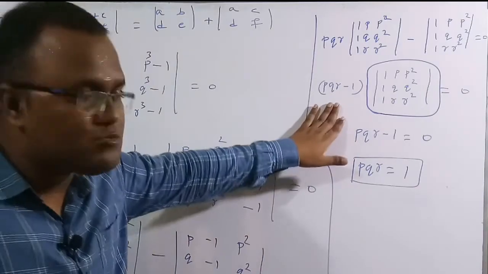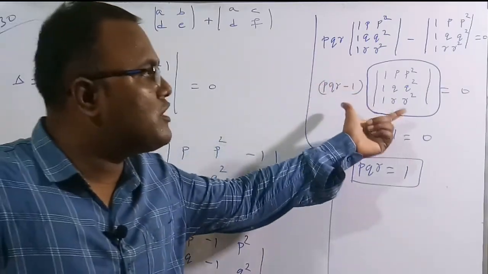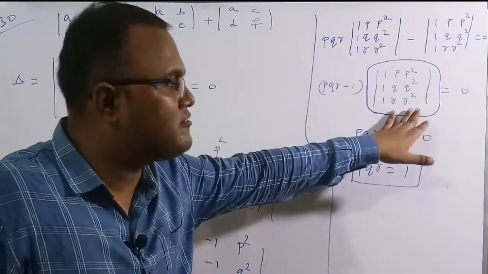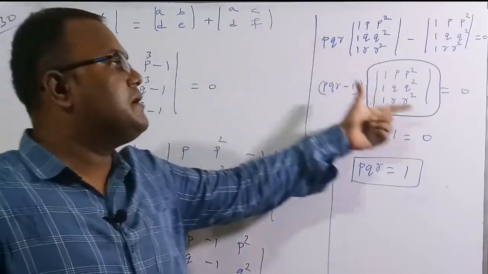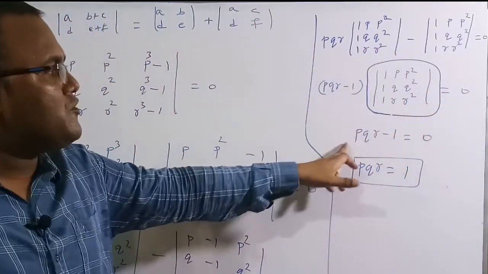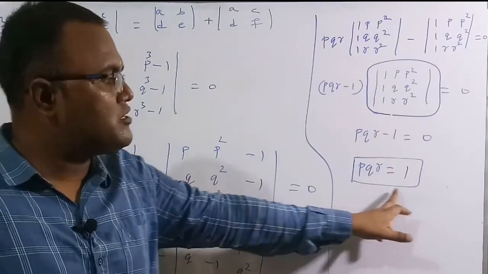Therefore this other factor has to be equal to 0. Then only this overall product will become 0. Because this is not equal to 0, this has to be equal to 0; then only the product will become equal to 0. So PQR minus 1 is equal to 0. Therefore PQR is equal to 1.